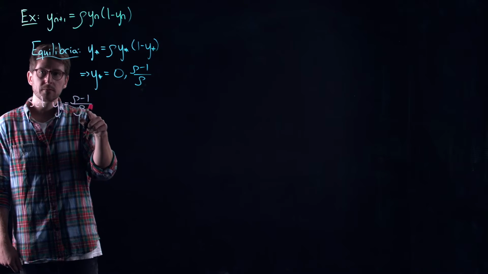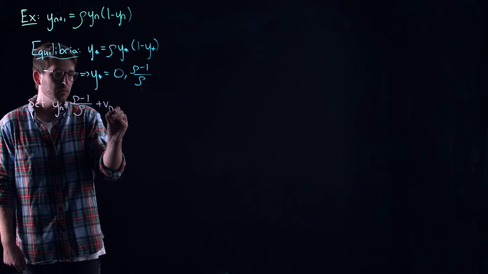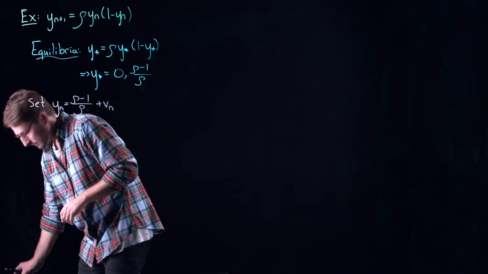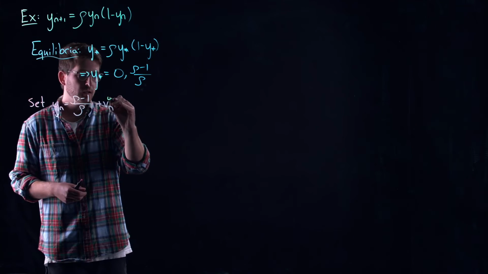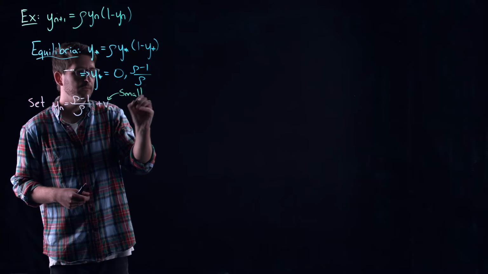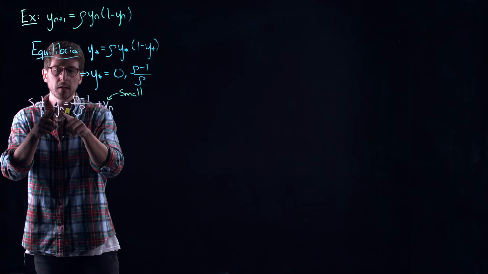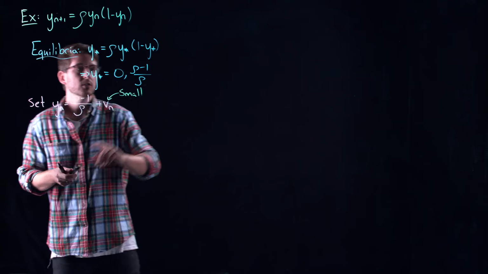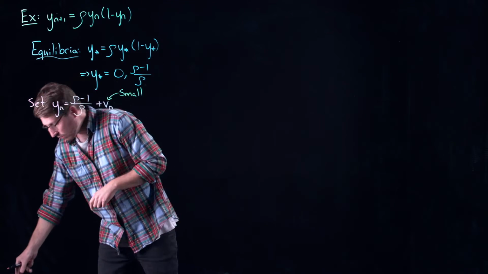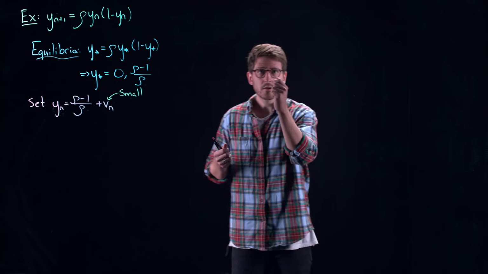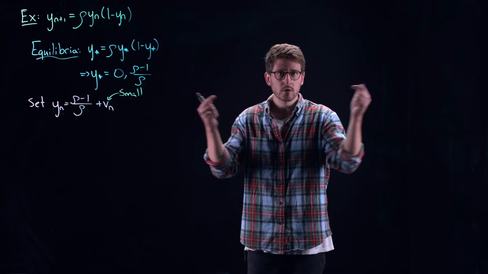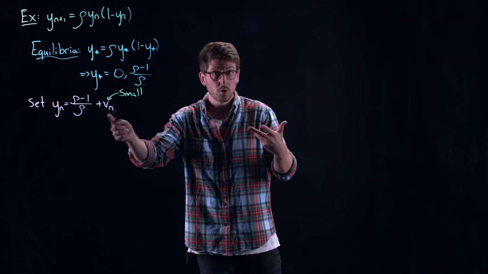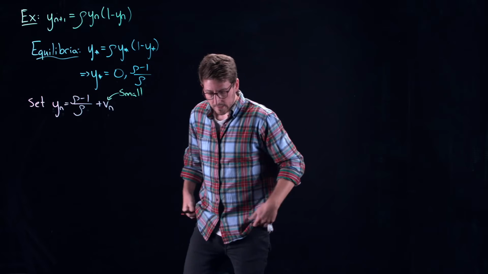Here's my equilibrium point, plus a little push off of it, okay? So the idea here is that my Vn term is going to be very, very small. That means that my Yn, my actual iterates of this thing, are going to be very, very close to my fixed point. And the question is, if I start very, very close, do I get pushed away or do I get pulled in? Does Vn go to infinity, or does it go to 0? Well, let's take a look.